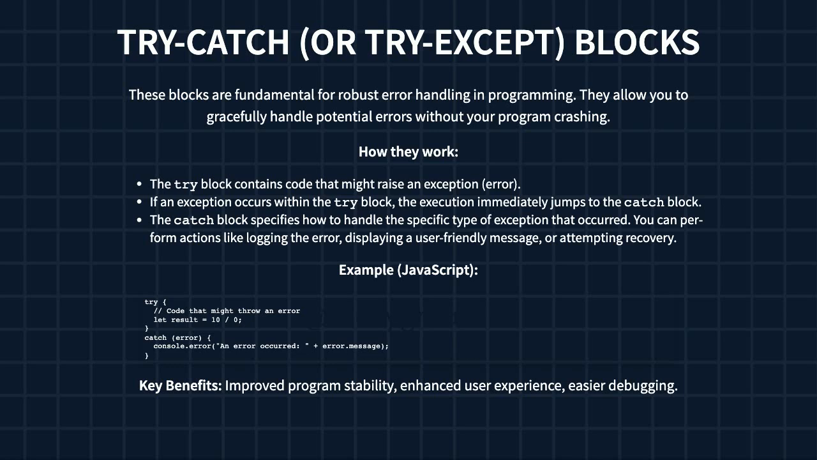If something goes wrong in there, if an exception happens, the program doesn't just stop abruptly. Instead, it jumps over to the catch block. The catch block is where you tell the program what to do if that error occurred. You can log the problem, display a helpful message to the user, or even try to recover from the situation. It's all about preventing crashes and making your application more robust and user-friendly. And in JavaScript, like in the example I'm showing here, you can see how simple it is to set up.